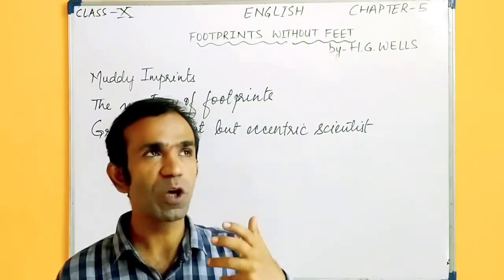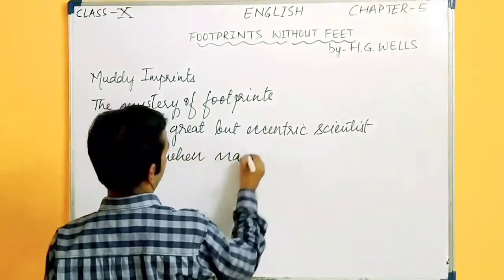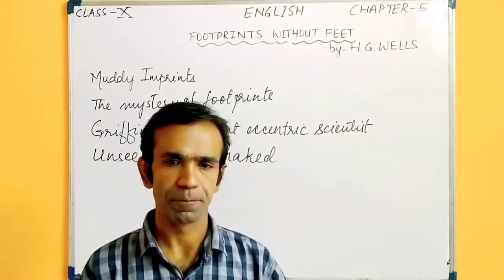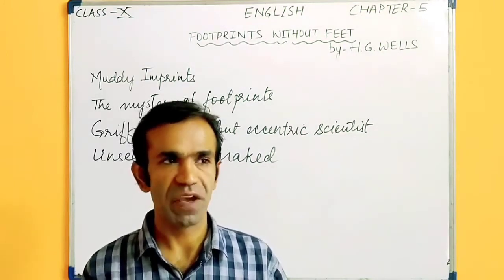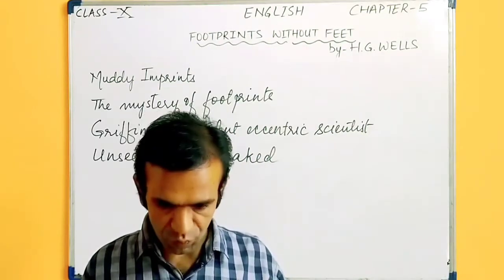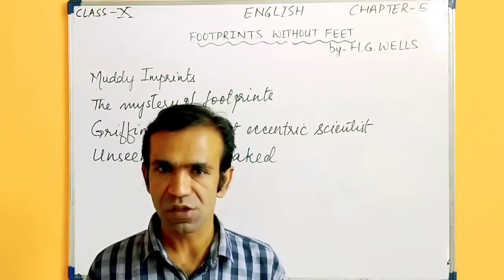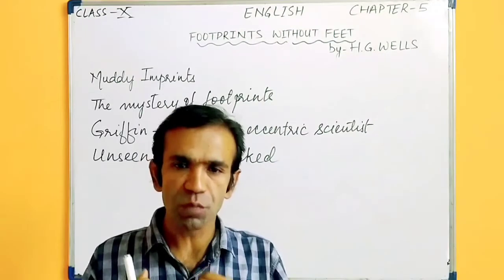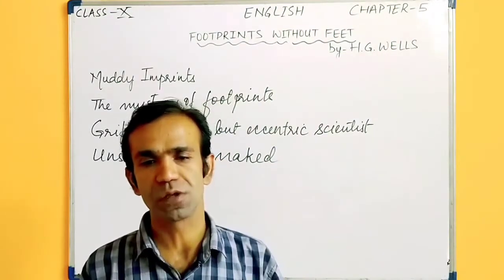Now the next point we can say is unseen when naked. This scientist Griffin had to remove all his clothes when he wanted that no one should see him, because if he wore clothes, these clothes would be seen easily. So whenever he wanted to become invisible, he had to remove all his clothes and remain most of the time without clothes.